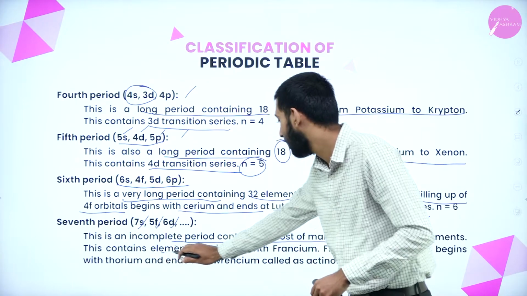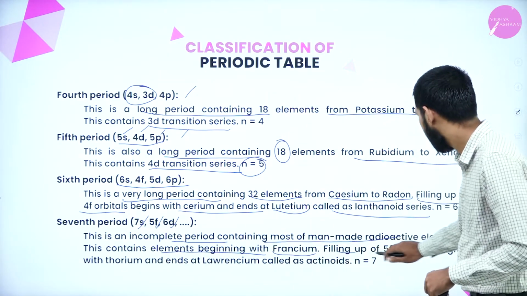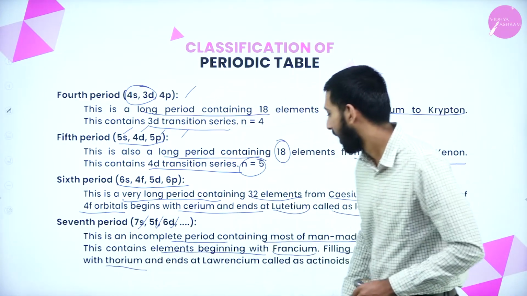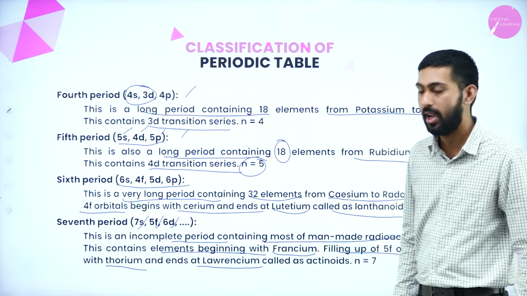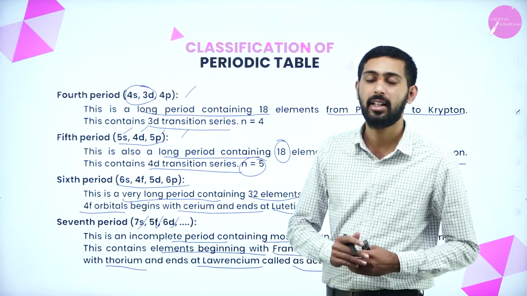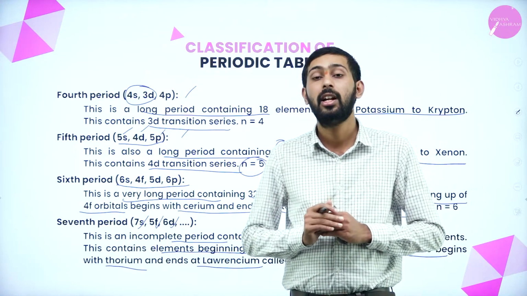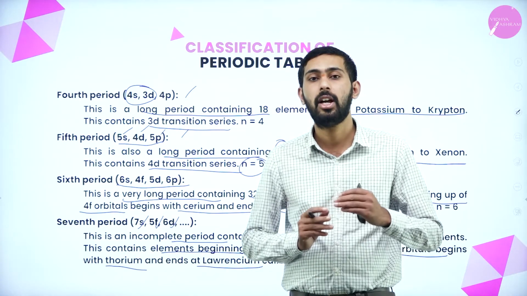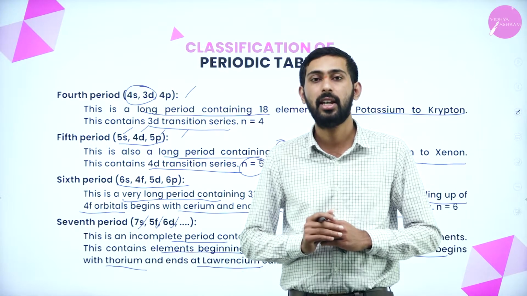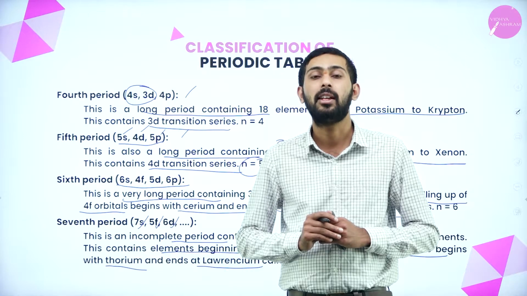These elements begin with francium, with filling up of 5f orbitals from thorium and ending with lawrencium, and they are also called actinoids. Actinoids means the atomic number is greater than 92. They are called inner transuranic elements, and also F block elements or inner transition elements. Why are they called inner transition elements? Because electrons are added to the antepenultimate shell.